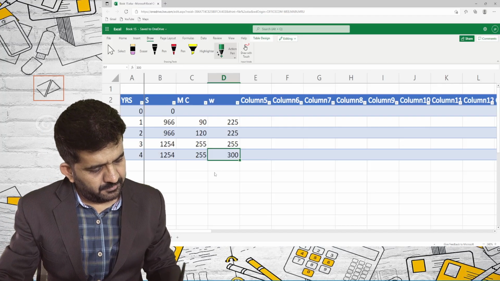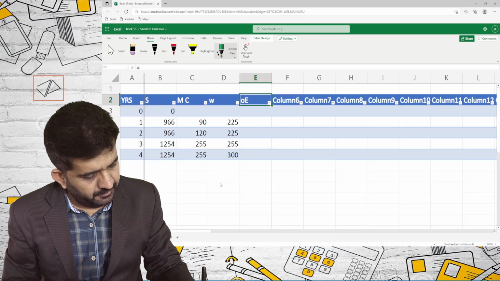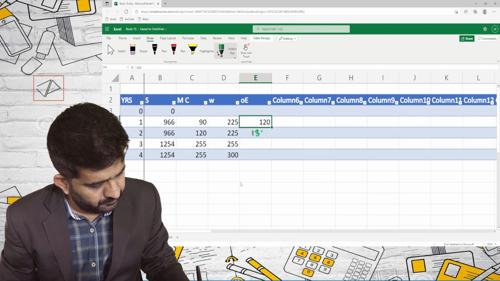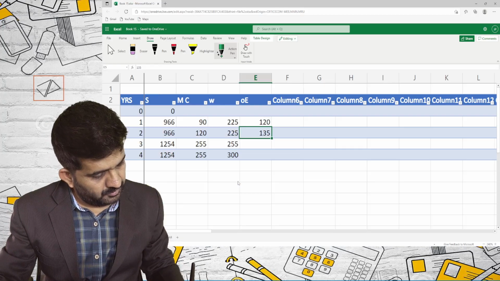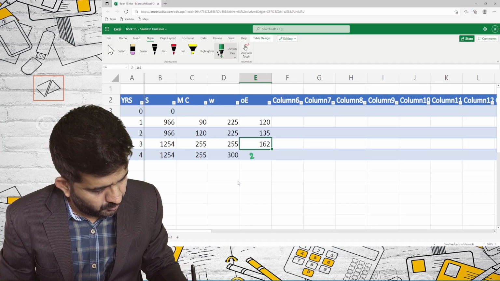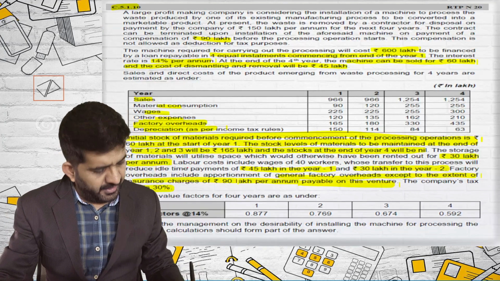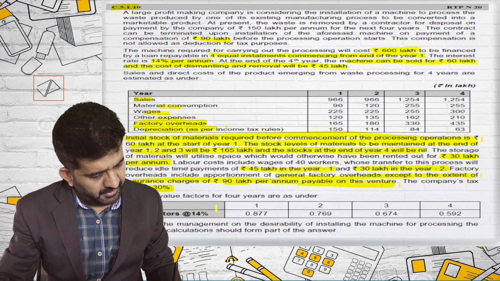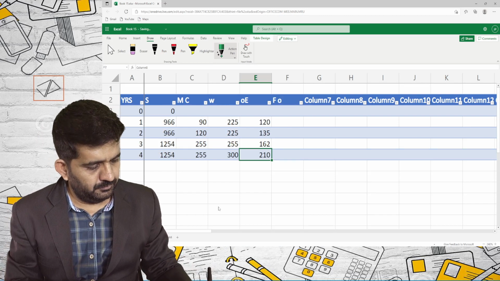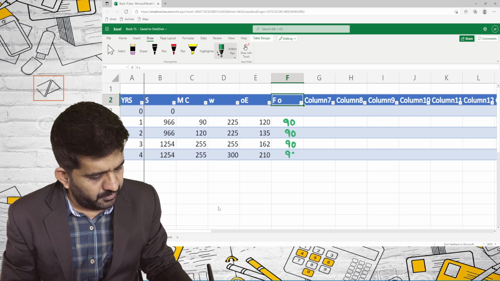Other expenses: 120, 135, 162, 210. Factory overhead, as we have decided, we will be considering only 90 lakhs for all 4 years.